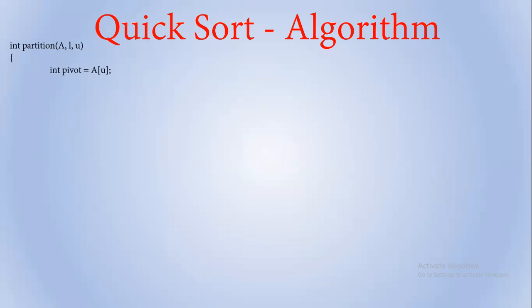So it is an integer. We'll declare an integer known as pivot, and it will be initialized to the last element. A[u] refers to the last element because this is the uppermost index of this input array A. So this pivot will be set as the last element of this input array.